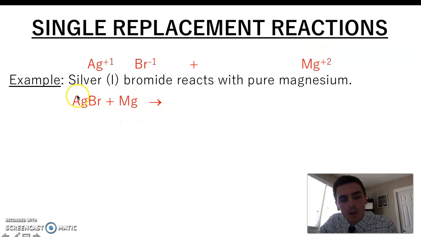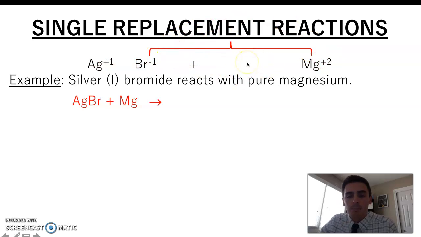So if I go get it started, remember, I'm writing my charges above it, but magnesium by itself does not have a charge. We can see this is going to be a single replacement reaction because I have a compound and a single element. And now we go look, and we have a positive, a negative, and a positive, and then we can see bromine is the negative that's going to have to choose between silver and magnesium, and in this case magnesium will come replace it.